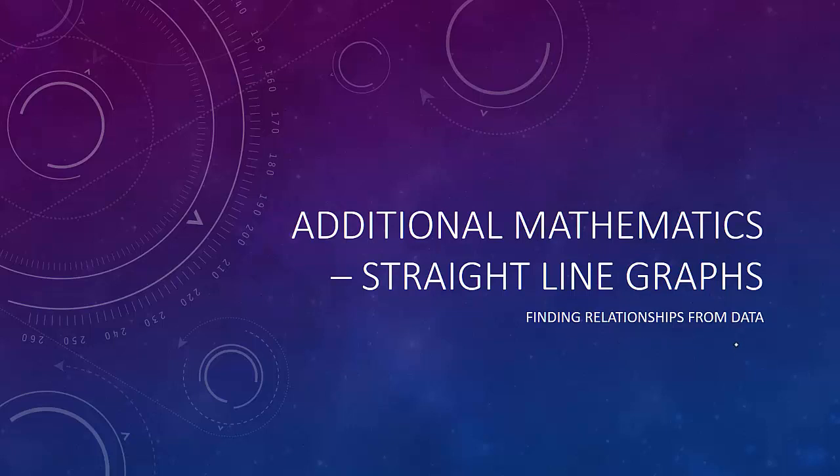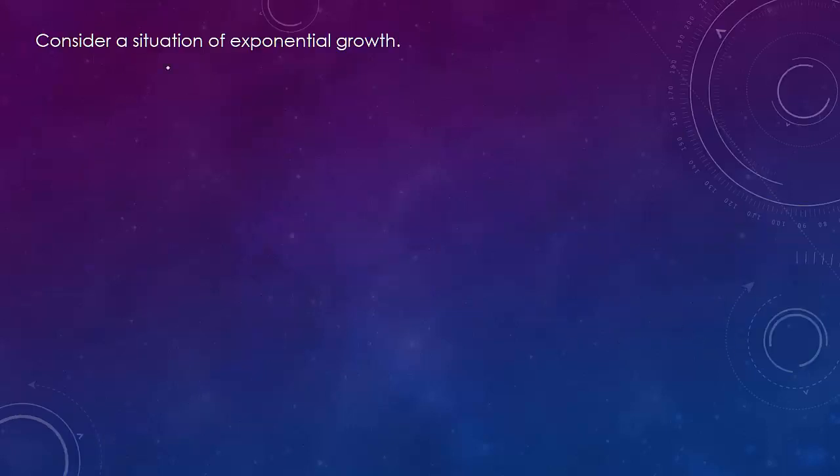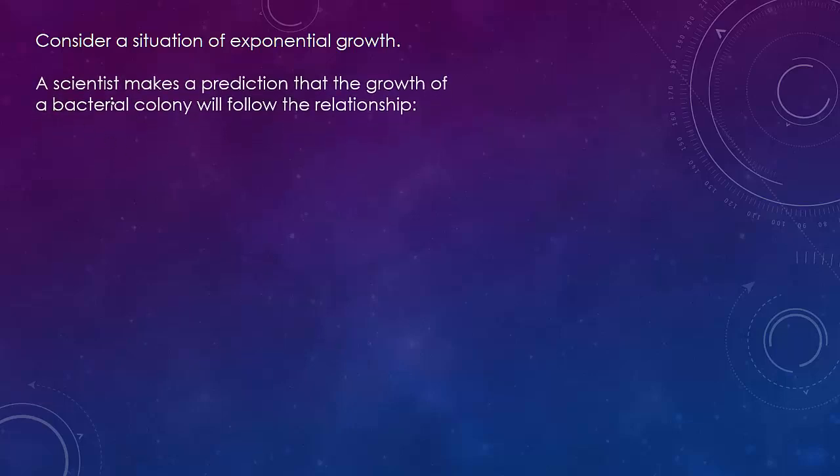Finding relationships from data. Consider a situation of exponential growth. A scientist makes a prediction that the growth of a bacterial colony will follow the relationship P equals A multiplied by B to the power T.